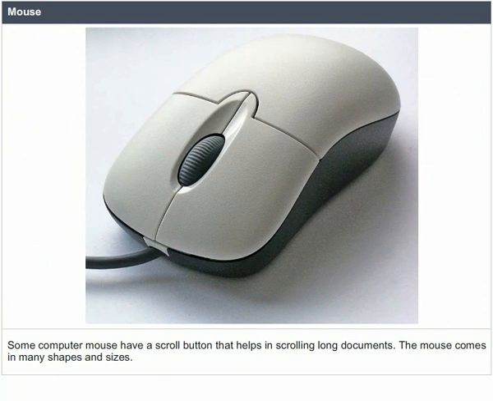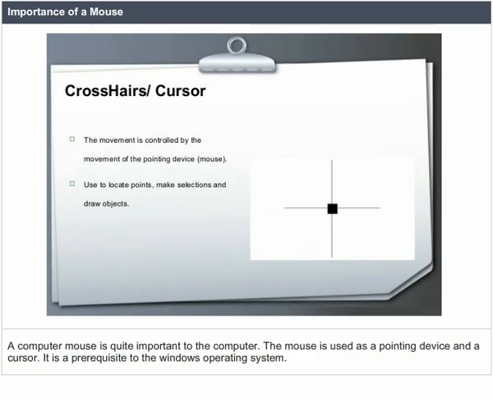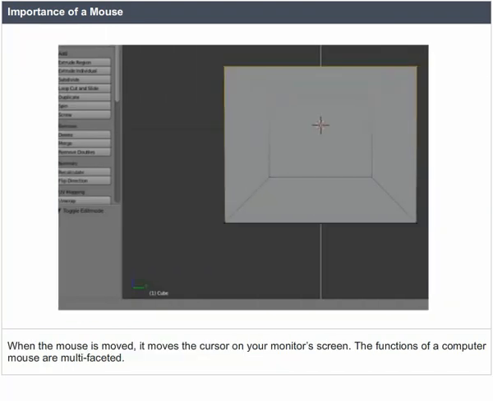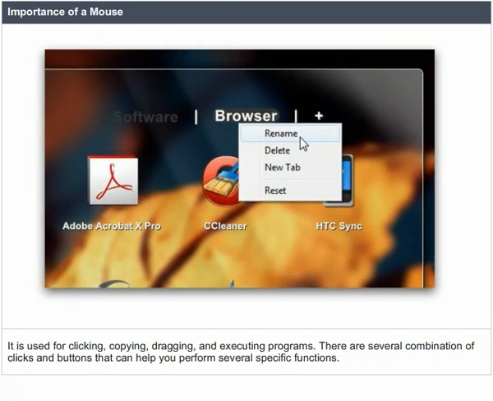Importance of a mouse. A computer mouse is quite important to the computer. The mouse is used as a pointing device and a cursor. It is a prerequisite to the Windows operating system. When the mouse is moved, it moves a cursor on your monitor screen. The functions of a computer mouse are multifaceted. It is used for clicking, copying, dragging, and executing programs. There are several combinations of clicks and buttons that can help you perform several specific functions. The computer mouse can be wired to the computer or wireless.